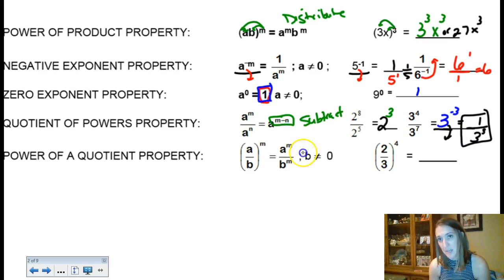And this is the other time you get to distribute. When you have a division problem, just like here with the multiplication problem, this m power is going to be distributed to both terms. So our example here, 2 to the 4th power over 3 to the 4th power is another way to say that.